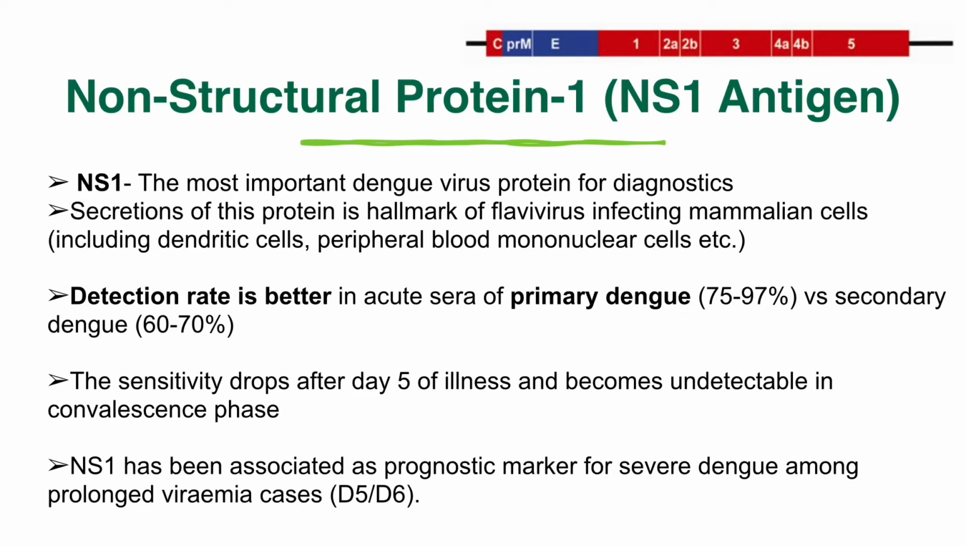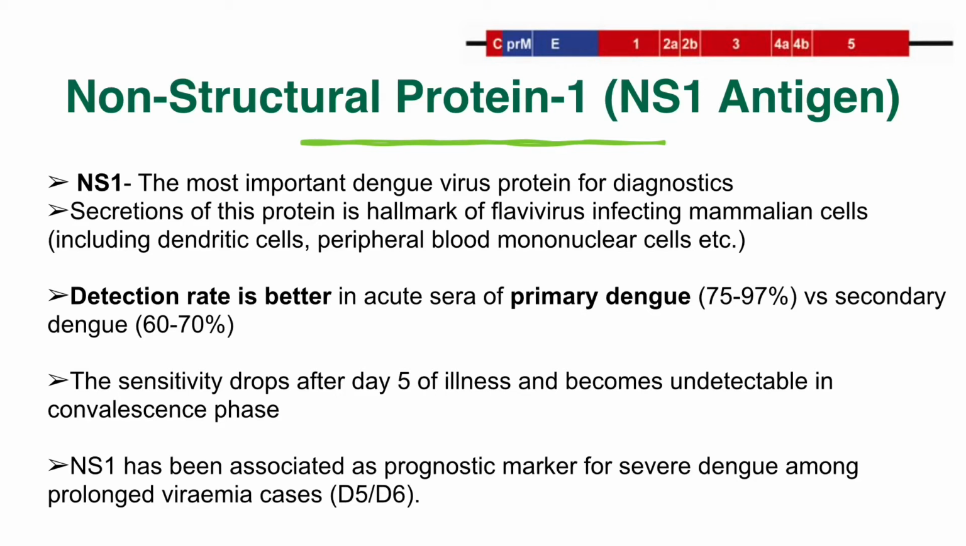Non-structural protein 1, or NS1 antigen, is a highly conserved glycoprotein that seems to be essential for virus viability. Secretion of the NS1 protein is a hallmark of flavivirus infecting mammalian cells and can be found in dengue infection as well as in yellow fever and West Nile virus infection.